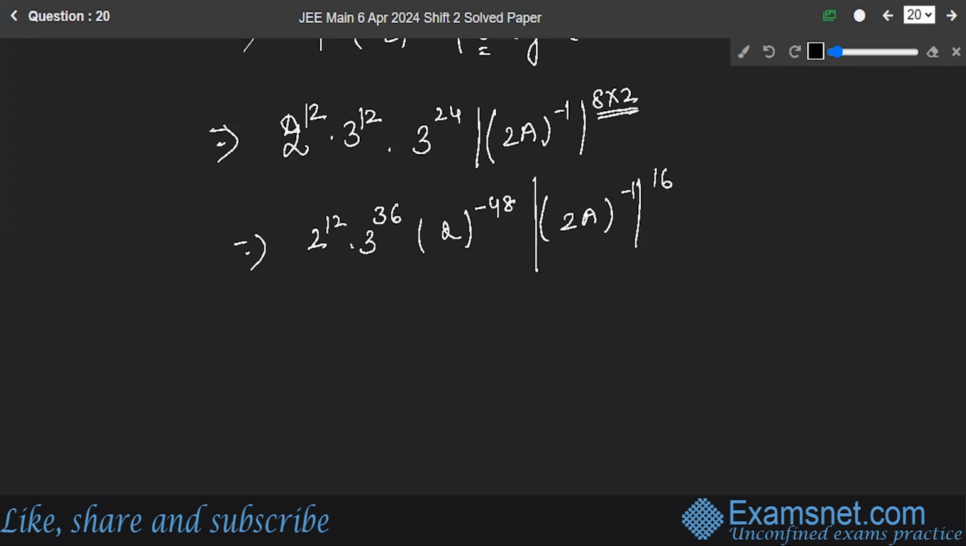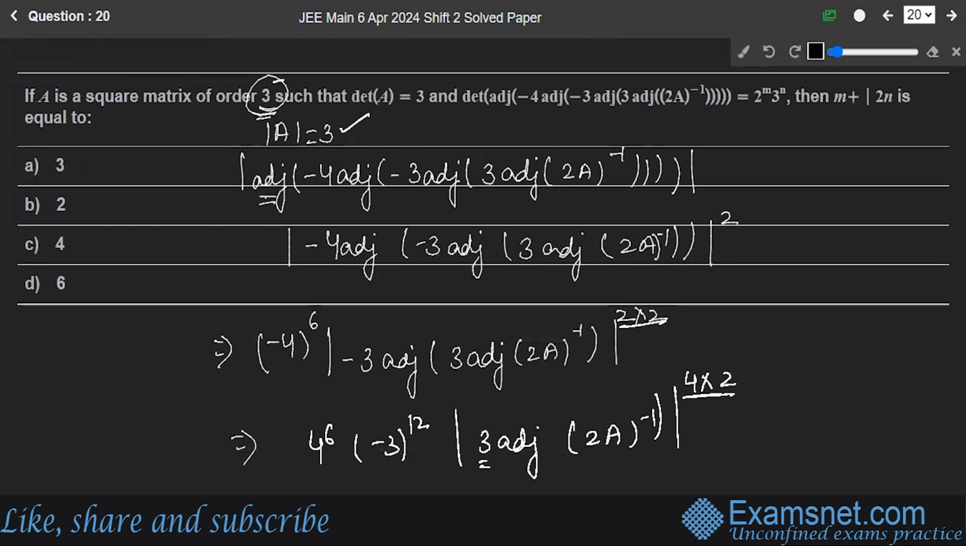this. No, here I have utilized this too. So this is only A inverse left, correct? Now this is equal to 2 power 12 minus 48 into 3 power 36. What is the determinant of A inverse? You're given that determinant of A is equal to 3.